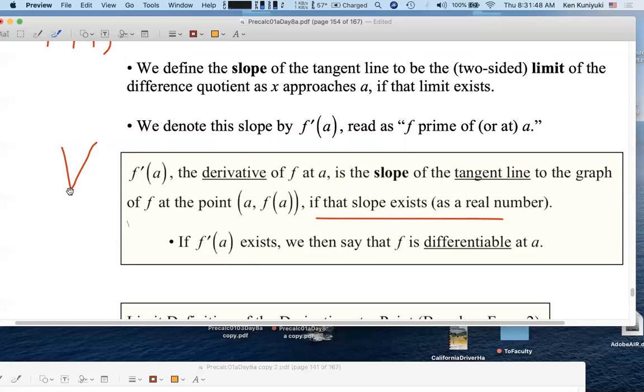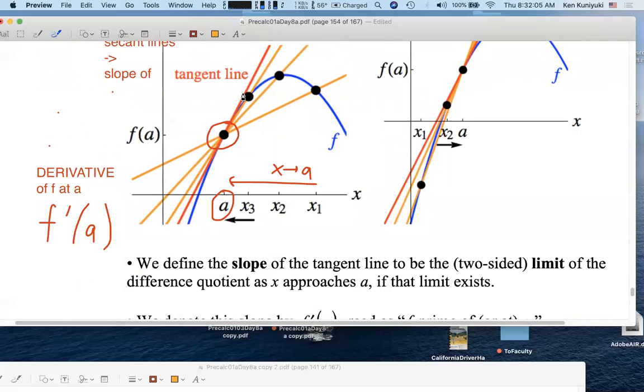Sometimes, like for absolute value, there's a mismatch of slopes. There's no derivative at x equals 0. If f prime of a exists, we say that f is differentiable at a. There is a single tangent line, and it's not vertical. Like over here, we have a single tangent line, it's not vertical, and it works from both sides, from the right and from the left.